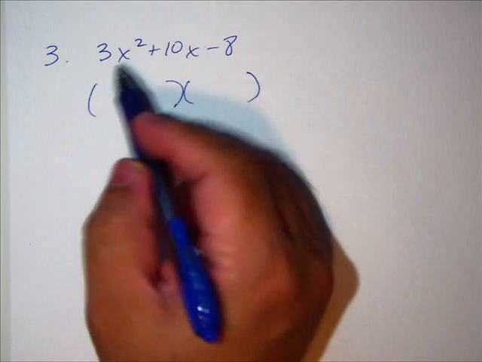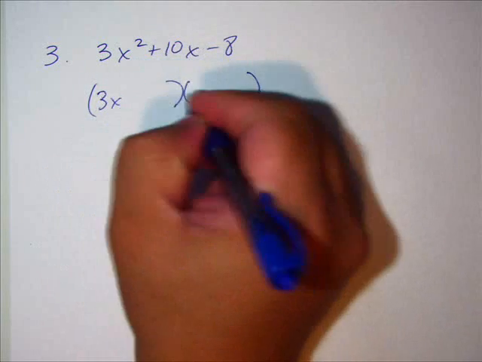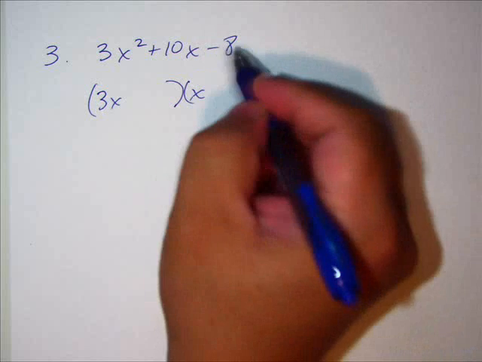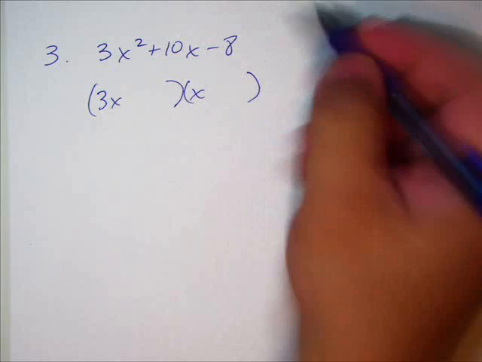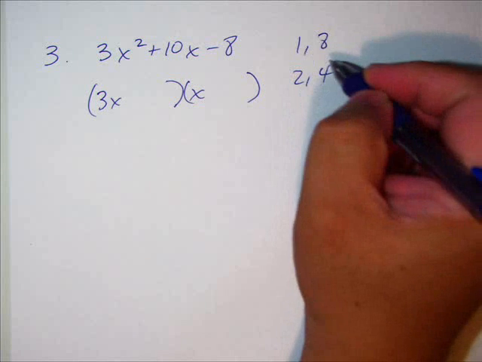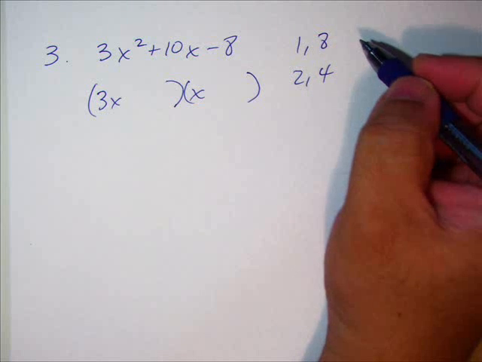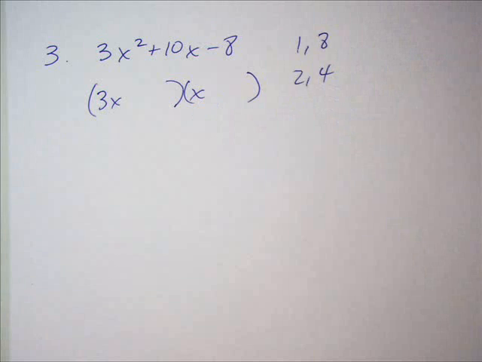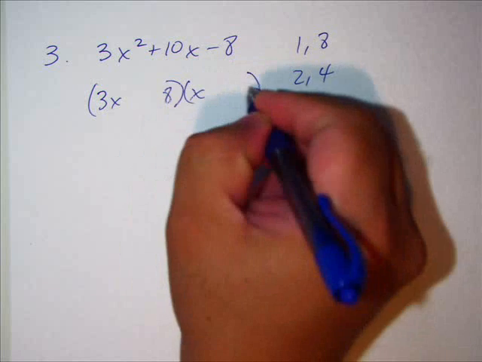Not a whole lot of choice here. 3 is going to be 3 and 1. A lot of choices for 8. You can have 1 and 8. Oh, no, not a whole lot of choice. Only 2 choices. Okay. 2 and 4. Neither of them really screaming at me here. So, let's go this one. 8 and 1.